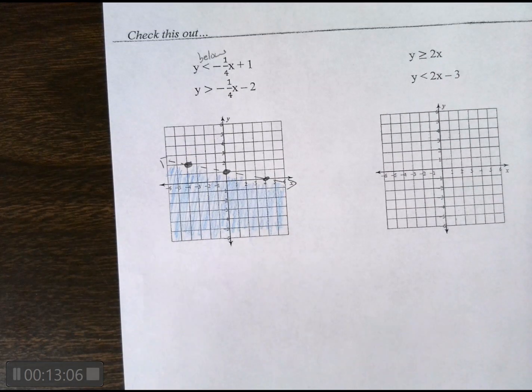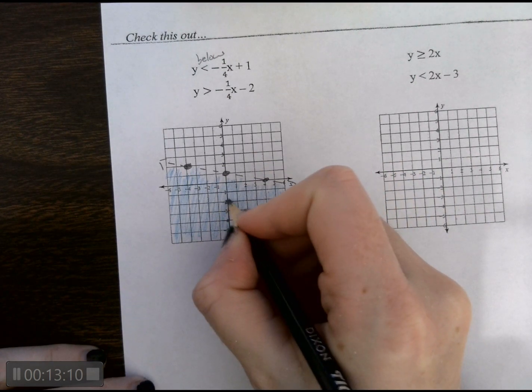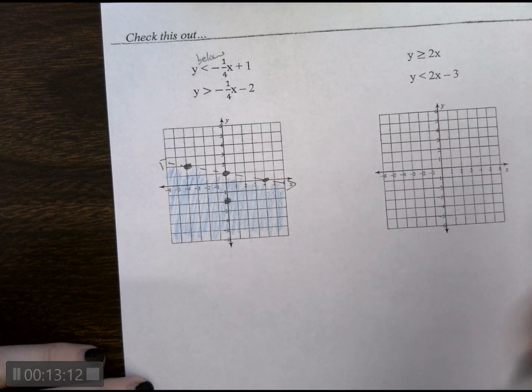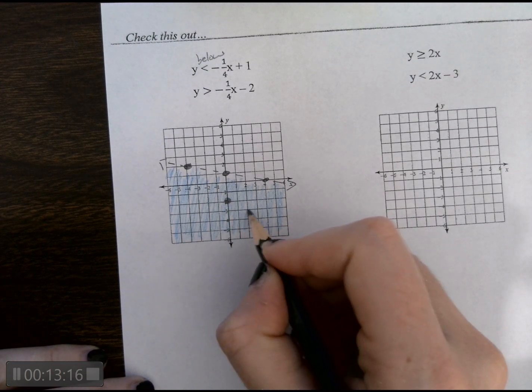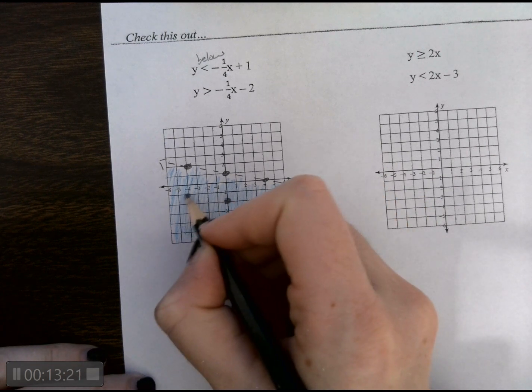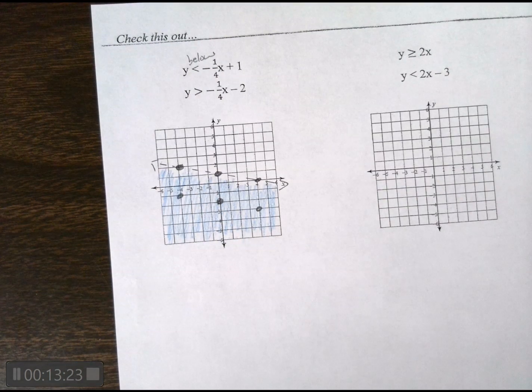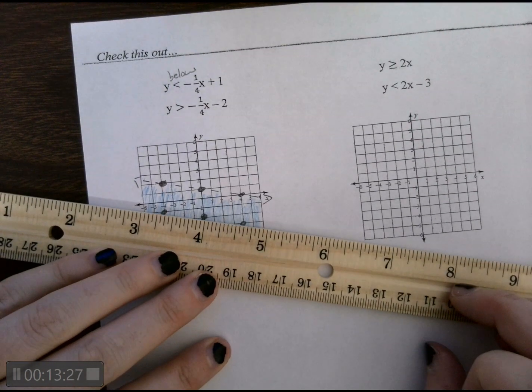Okay, and now let's do our other graph. So we start at -2, and then we're going to go down 1 to the right 4, and then up 1 to the left 4. And is this going to be solid or dashed? It's going to be dashed.